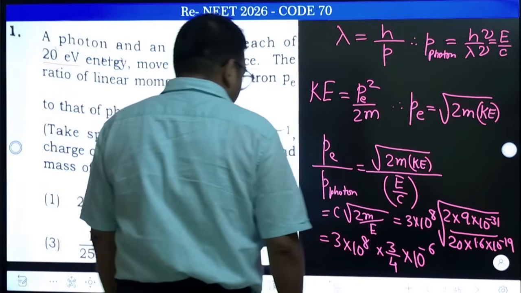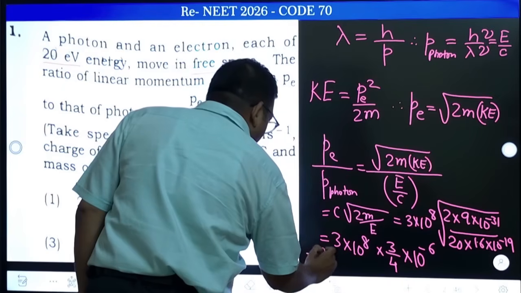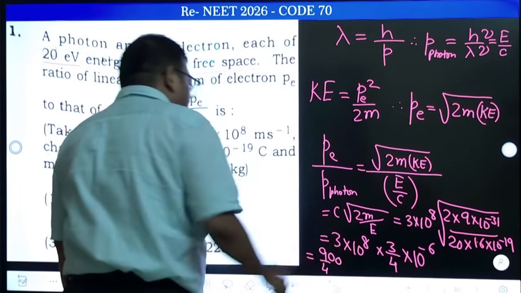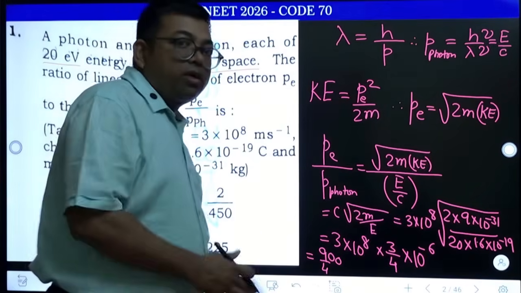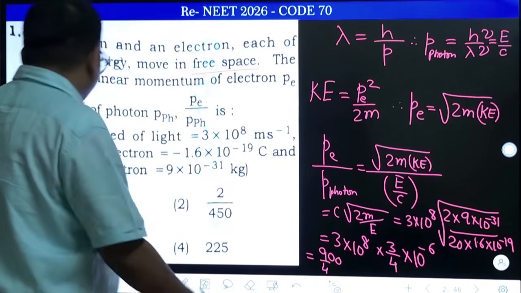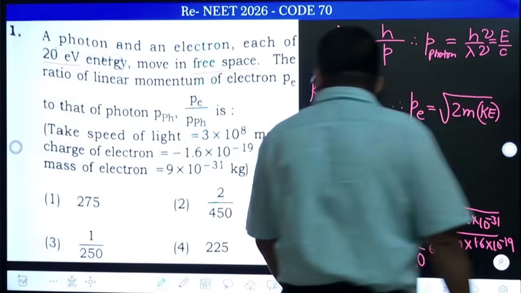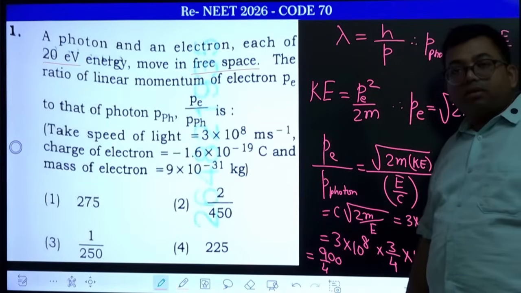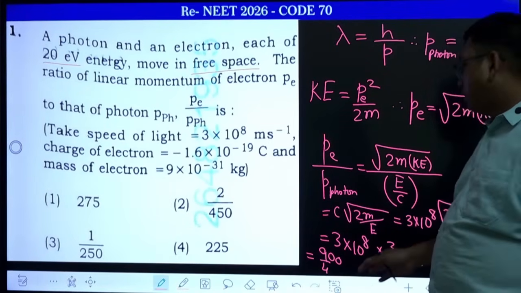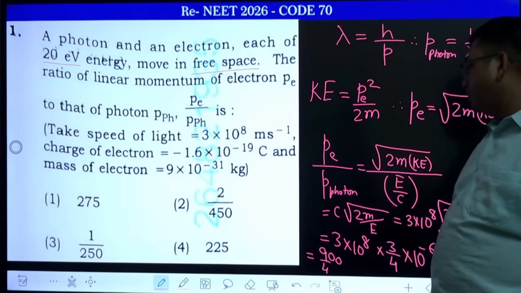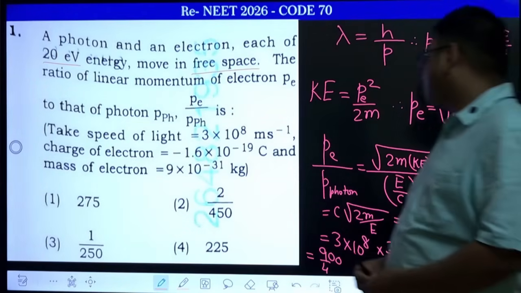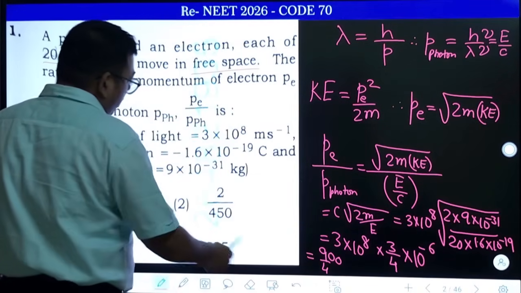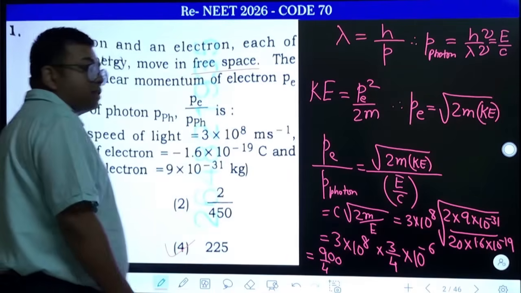Now check out this. So this is coming as 9 by 4 into 100. That means 900. 900 by 4 it is coming. Check out this, whether it is correct. 900 by 4 is how much? Check out. Half of 900 is 450. Half of 450 is how much? Check this. Half of 450, 225, I think. Yes, that's the correct answer.